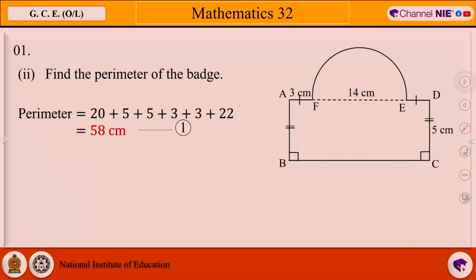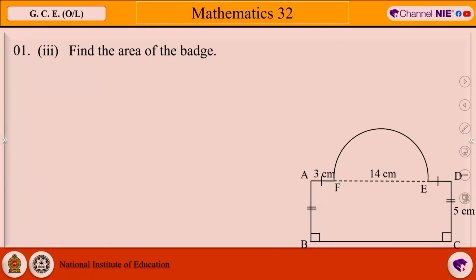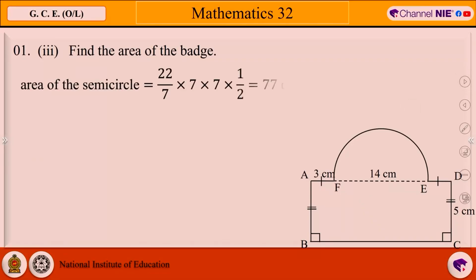Okay, we will see what is the third part. You have to find the area of the badge. In finding the area of this badge, you have to find the area of the semicircle and area of the rectangle. We will see area of the semicircle is again half of the area of a circle, isn't it? So, by calculating it, you will get the answer at 77 square centimeters.